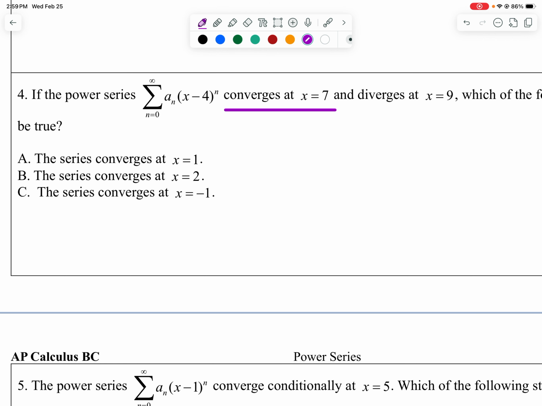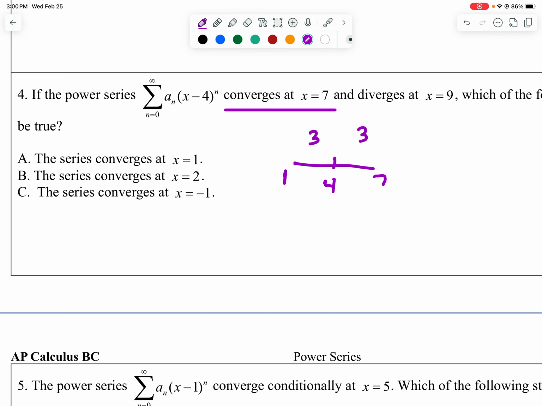Number 4 says converges at x is equal to 7. We don't know if 7 is an endpoint or not, all right? But what we are going to do, though, is assume that 7 is an endpoint just for the sake of this problem here so that we could figure out what my radius of convergence is and then figure out my lower bound in terms of my IOC. So in this case, this means that my radius of convergence is 3, and that's going to give me 1.